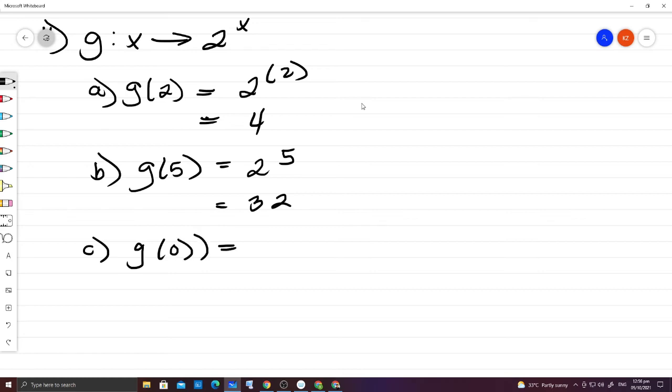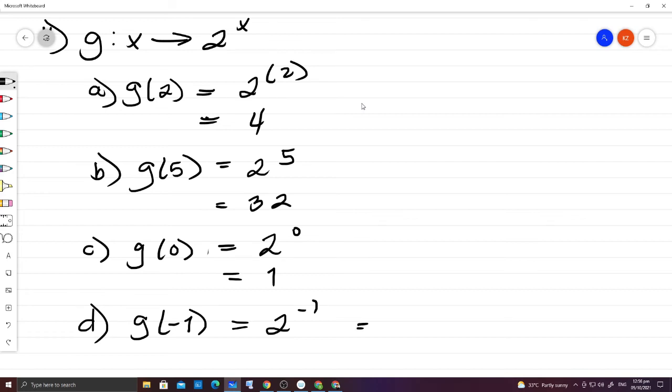Next, Sumita. G of 0. Yes, Mr. What is 2 to the power of 0? No, go back to our first term. 2 to the power of 0 is what? 1. Next, letter D. G of negative 1. Chacharin, what is 2 to the power of negative 1? 1/2 or 0.5. Wow. Nice.